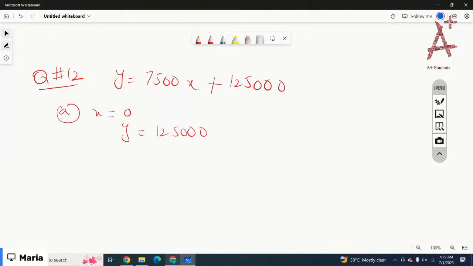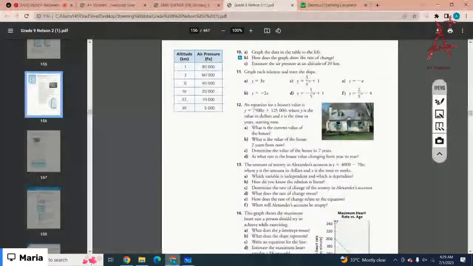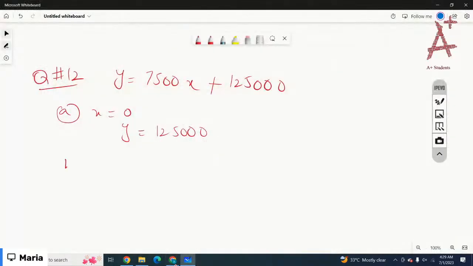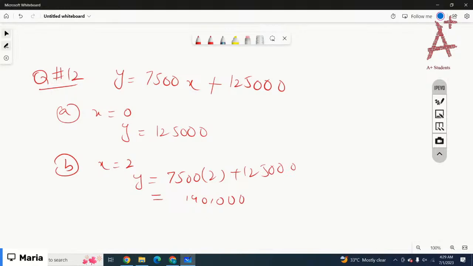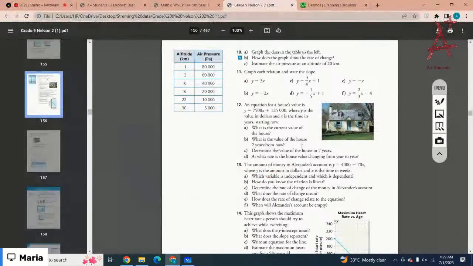Okay, the next one is what is the value of the house 2 years from now? So it would be x equals 2. So y equals 7500 times 2 plus 125,000. It would be 140,000. Okay, the next one is determine the value of the house in 7 years. You have to do the same thing, replace the x by 7. Got it?